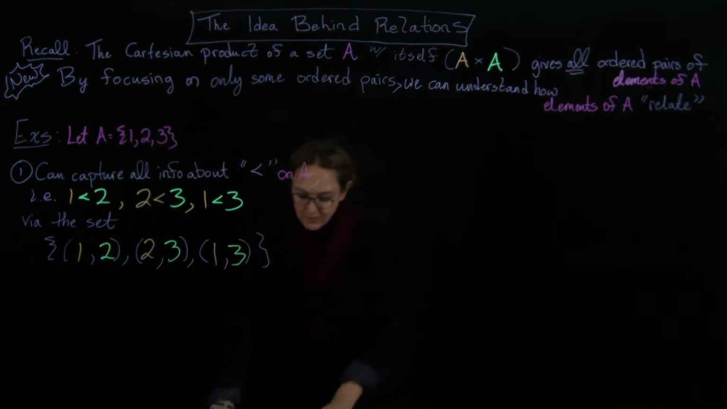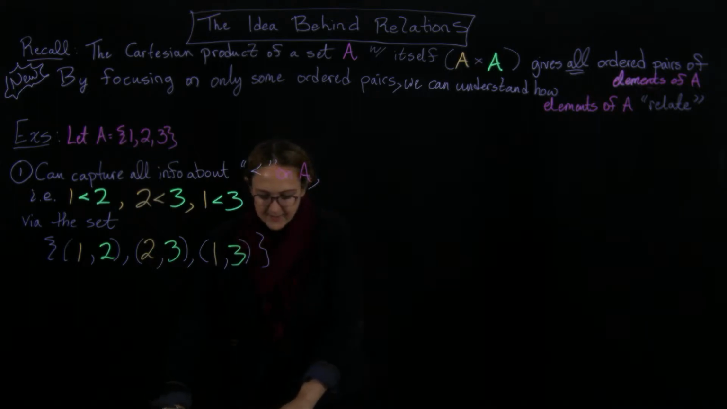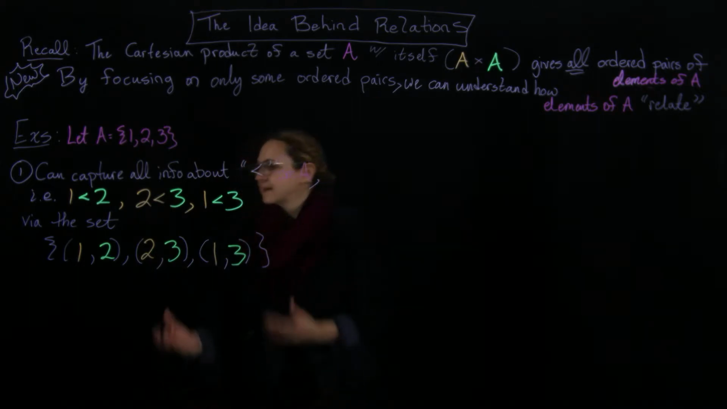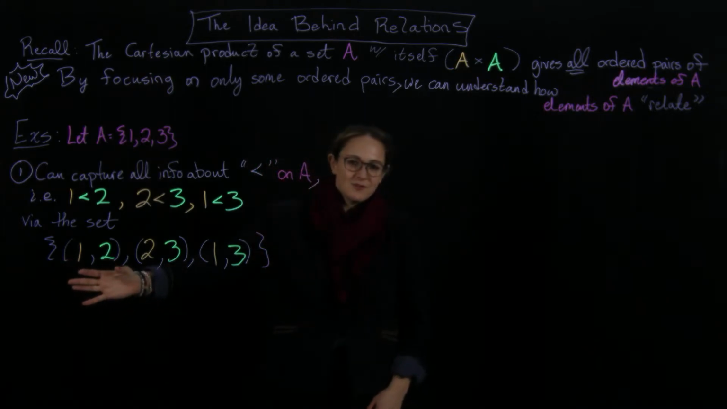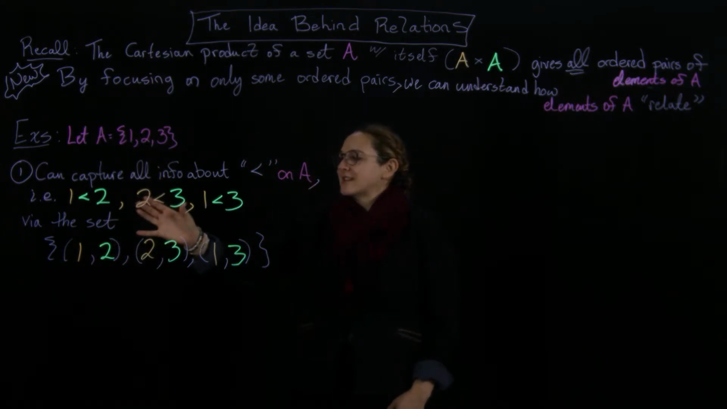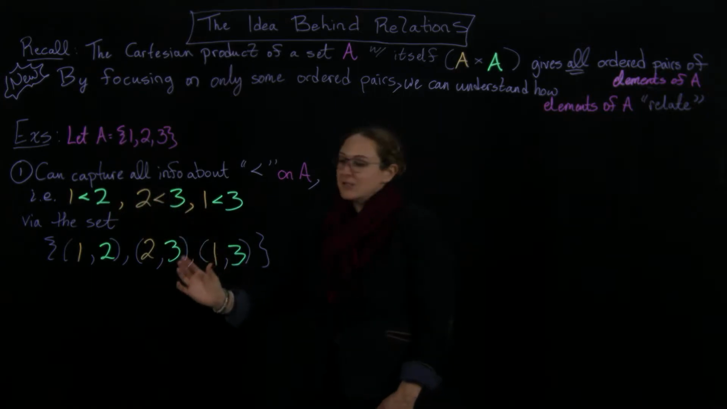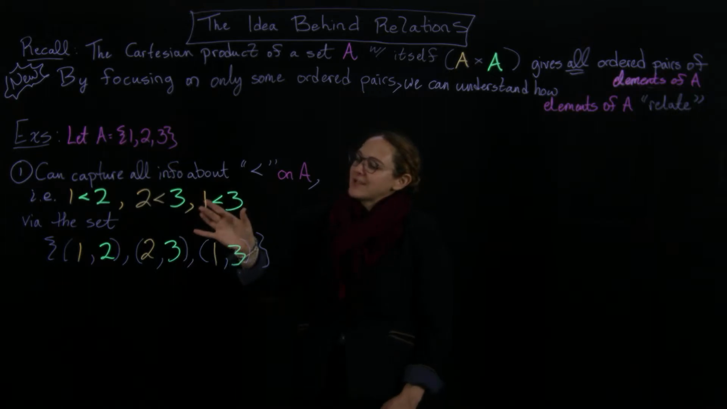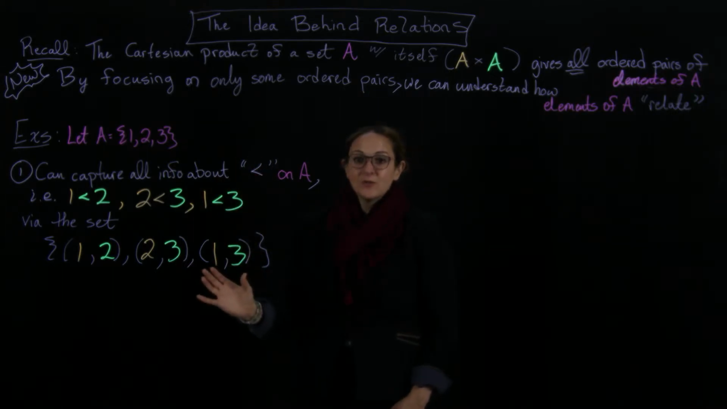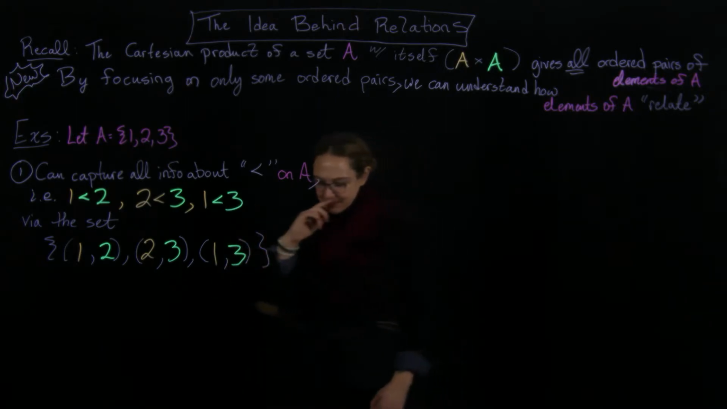So what's happening here? The fact that 1 is less than 2 is going to tell me to include the ordered pair (1, 2). The fact that 2 is less than 3 is going to tell me to include the ordered pair (2, 3) from the Cartesian product. The fact that 1 is less than 3 is going to tell me to include the ordered pair (1, 3) from the Cartesian product. It's going to end up in the relation also.